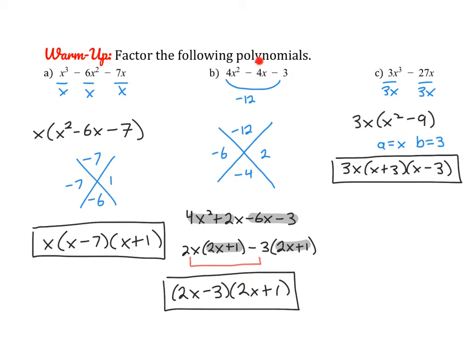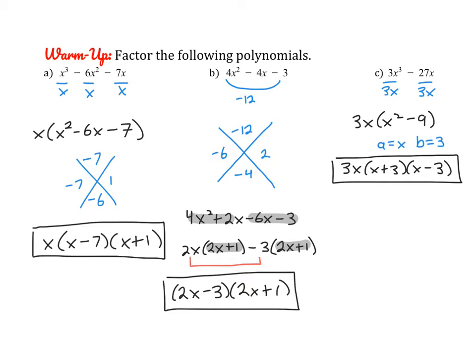For part B, we have a trinomial, but that a value is greater than 1. So remember, I use a grouping method for this. So you multiply your a and your c value to get negative 12, and then you ask yourself, what multiplies to make negative 12 and adds to make negative 4? Negative 6 and 2. And so we're essentially going to be rewriting negative 4x as negative 6x plus 2x. So we're just rewriting it as two separate terms.